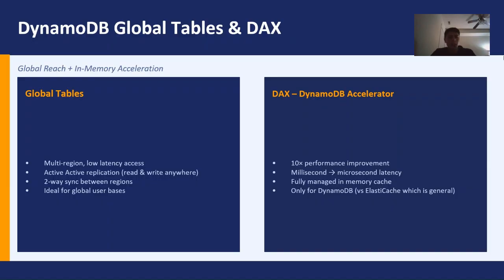Global tables allow a DynamoDB table to be available in multiple AWS regions with low latency. The replication is active, meaning users can read and write from any region. Data syncs in both directions between all participant regions. This is ideal for global applications where data needs to be close to the user.